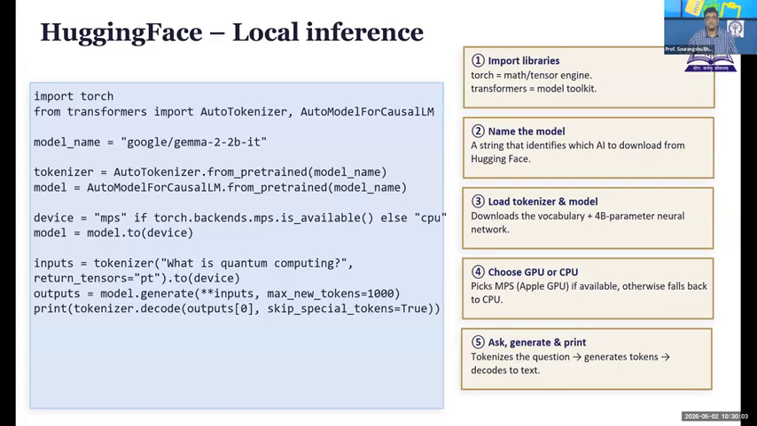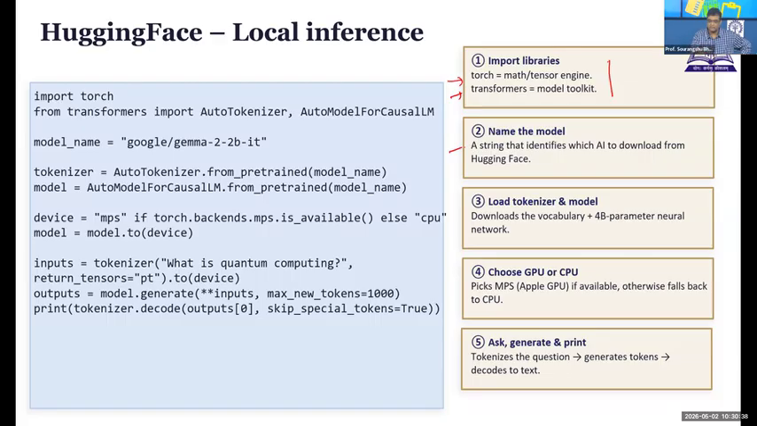Here in this slide, I have just explained what I explained earlier in a more direct manner. Each step is being explained. So you can import the libraries. Torch, as you all know, is the math and tensor engine. Transformers is the model toolkit that is provided by Hugging Face.